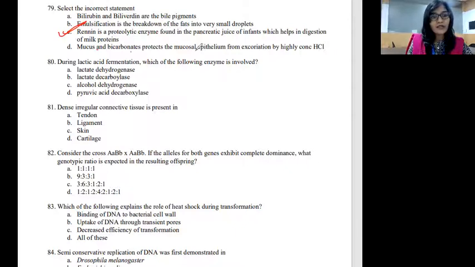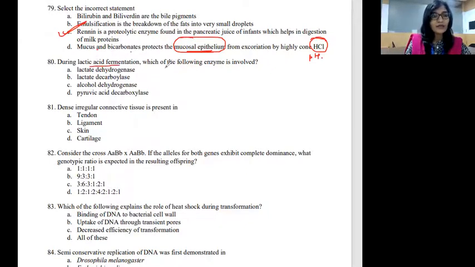Mucus and bicarbonates protect the mucosa. Yes. So when HCl creates highly acidic conditions, this mucosal epithelium, we know there are 4 layers: serosa, muscularis, submucosa, and mucosa. This mucosa layer secretes mucus and bicarbonate, and they balance the pH. So this is correct. This is the only wrong one.